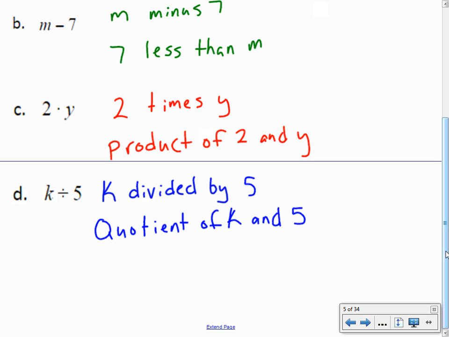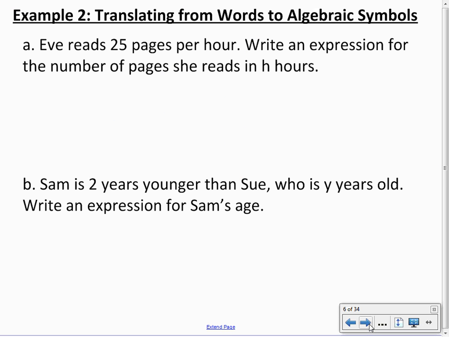So in these examples, we took an algebraic expression and we were turning it into words. We were writing it out as a short statement. The other thing we want to be able to do is go the other way. We want to be able to take words and turn them into an algebraic expression. Later on in the year, we'll make equations and use those to solve problems.